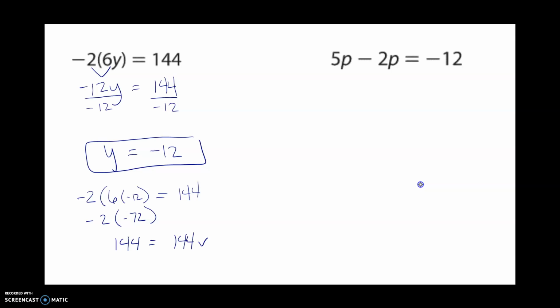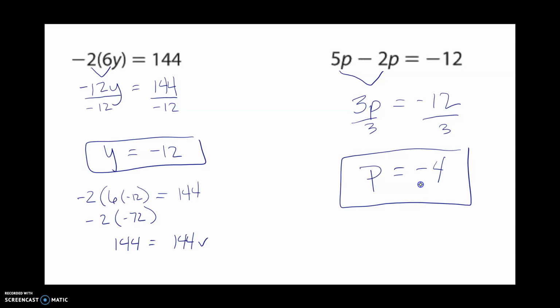Over here on our second question, 5p minus 2p. 5 minus 2 would be 3p equals negative 12. We divide by 3 on both sides because that 3 is attached to the p, or being multiplied. P equals negative 4.